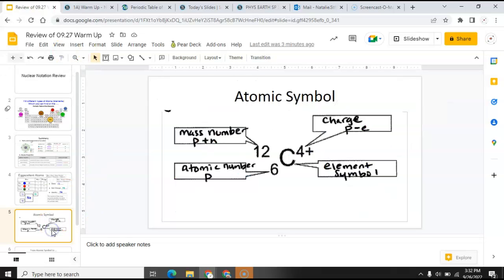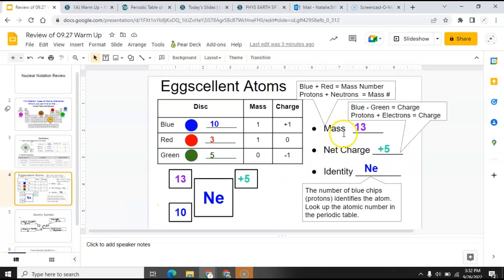You also took some notes, and as part of your notes you annotated the atomic symbol, which you saw. The upper left number is your mass number, protons plus neutrons. The bottom number is the atomic number, the number of protons. The upper right number is the charge, which is protons minus electrons. In the middle, you have your element symbol. This matched what you did with the excellent atom activity, where you remember that the mass that you determined we put in the upper left box, the number of protons or blue chips we put in the lower left box, the charge we put in the upper right box, and the element symbol we put in the middle.